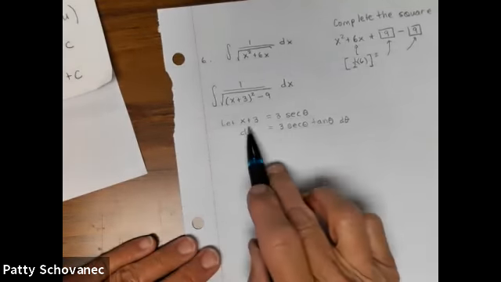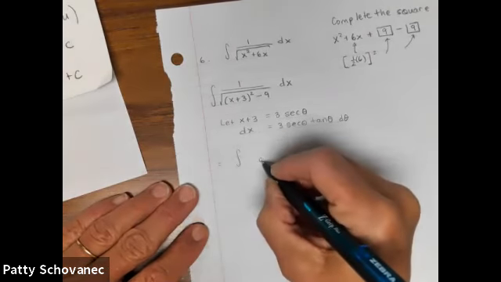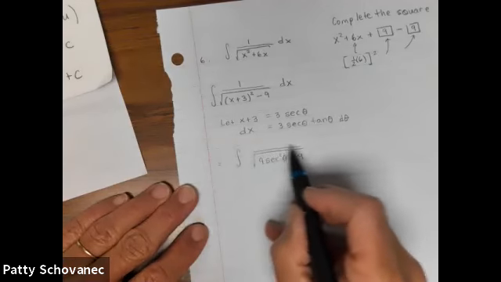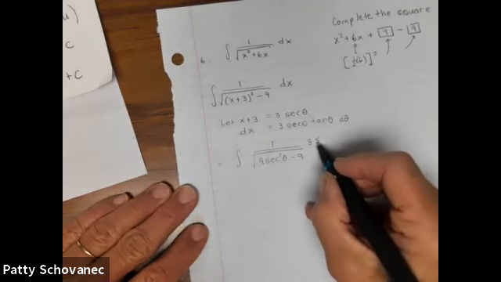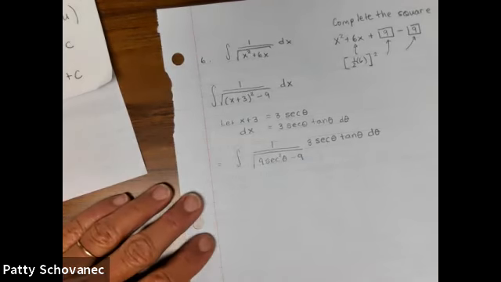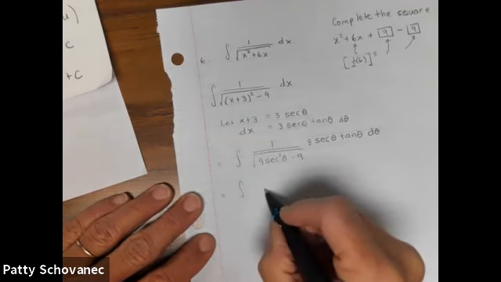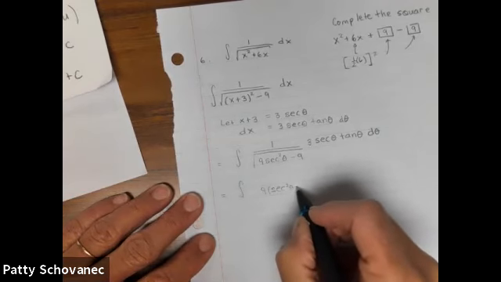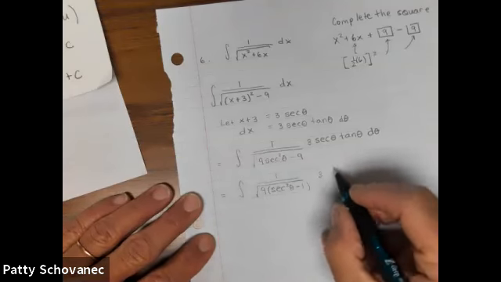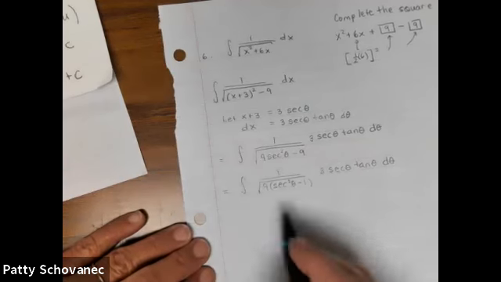And now we're going to substitute that in. x plus 3 is 3 secant theta, so x plus 3 squared is 9 secant squared theta. That's under the radical sign. dx is all of this, 3 secant theta tan theta d theta. Now here's where we factor out the 9, and our second factor will be secant squared minus 1. That's our trig identity. 9 times secant squared minus 1 is going to give us 9 times tangent squared. So let's put 9 tangent squared down here.